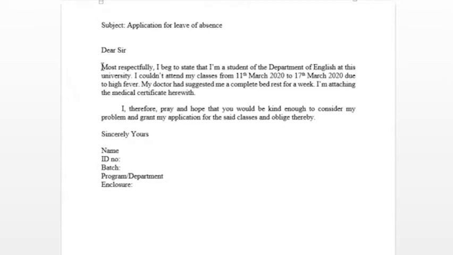Okay, but one thing, read with me how this letter starts. It says, most respectfully, I beg to state that I'm a student of the Department of English at this university. I couldn't attend my classes from this to that due to high fever. My doctor had suggested me a complete bed rest for a week. I'm attaching the medical certificate herewith. Now the thing is, the way it starts, most respectfully, I beg to state that. Just like the prayer one, this is again a very old-fashioned way to start an application. So what you need to do here is just delete it. Just delete from here to there.